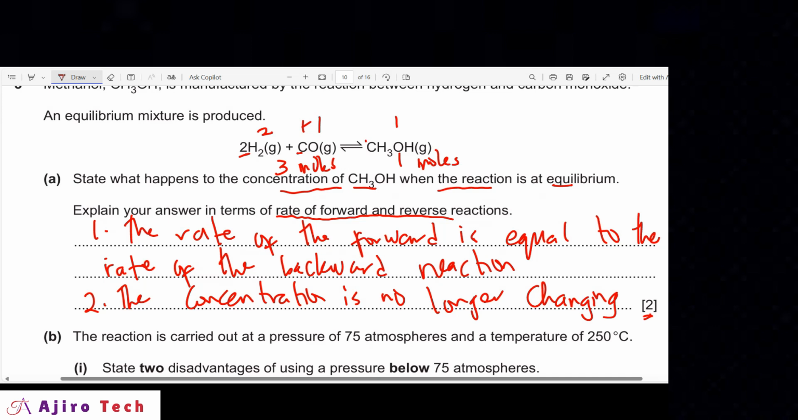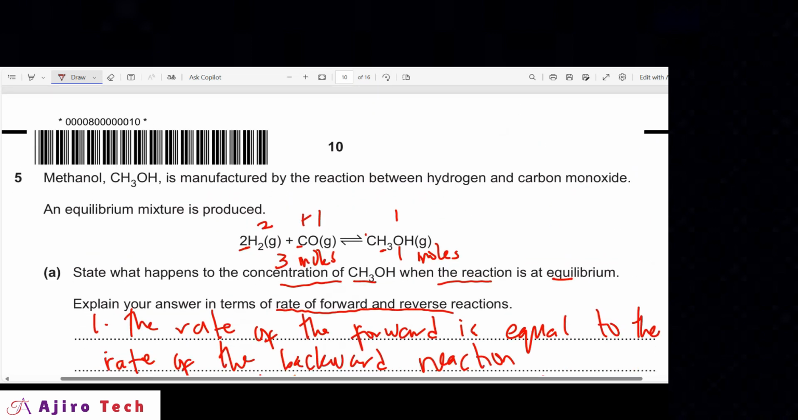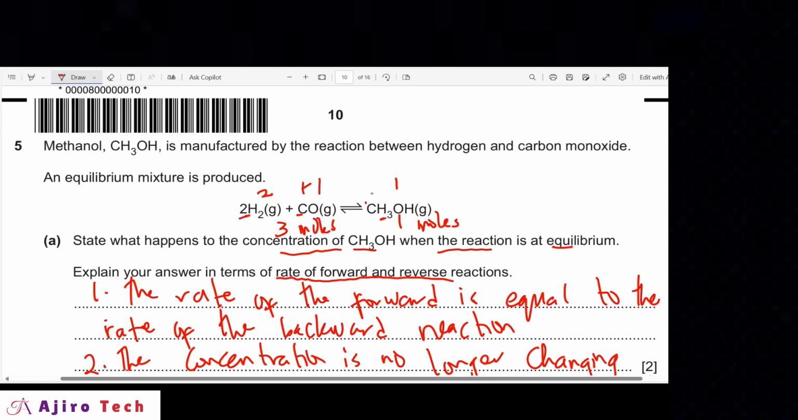So the rule is that, according to Le Chatelier, when you increase the pressure, it favors the side with fewer moles. So an increase in pressure would produce more yield of this. That is what it means. Increase in pressure would favor the side with fewer gaseous moles. But in this question, we are not talking about increasing pressure. We're talking about decreasing the pressure. So when you decrease the pressure, it will favor the side with more gaseous moles. That is, it will move the equilibrium to the left because the left has more gaseous moles.